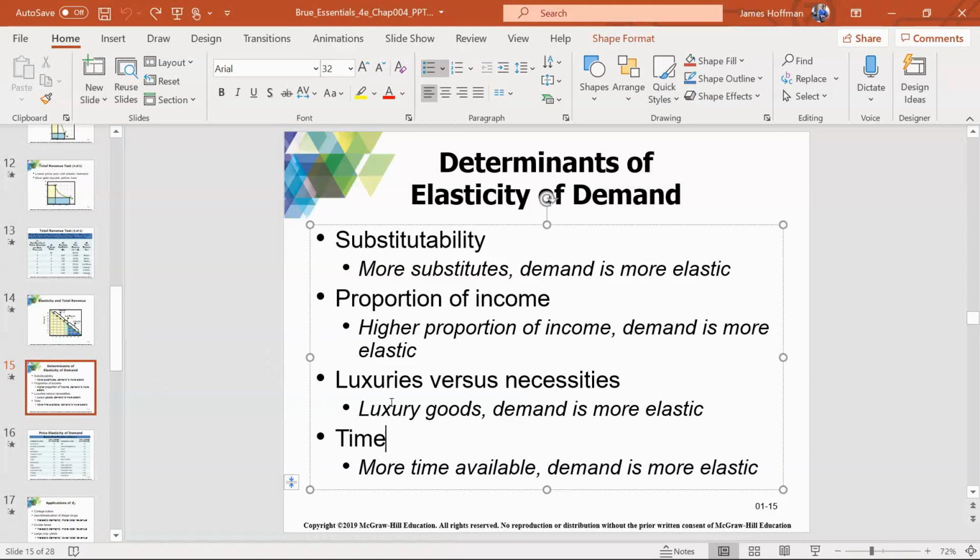Alright, so where are we at here? Goods that have more substitutes are more elastic. Goods like vacations and new cars that take up a big percentage of your income are more elastic. Luxury goods are more elastic because you don't need them, you can shop around. And then also time: the longer the time period goes on, the more elastic the good becomes.